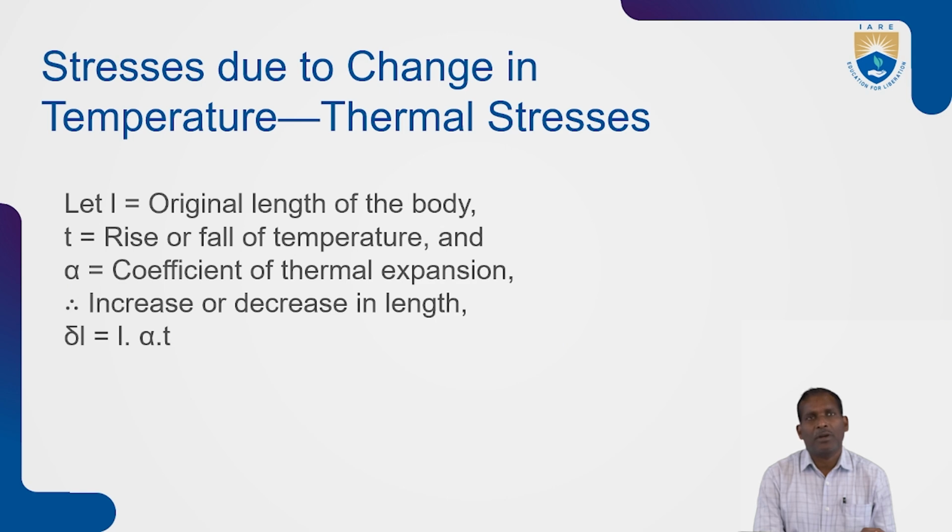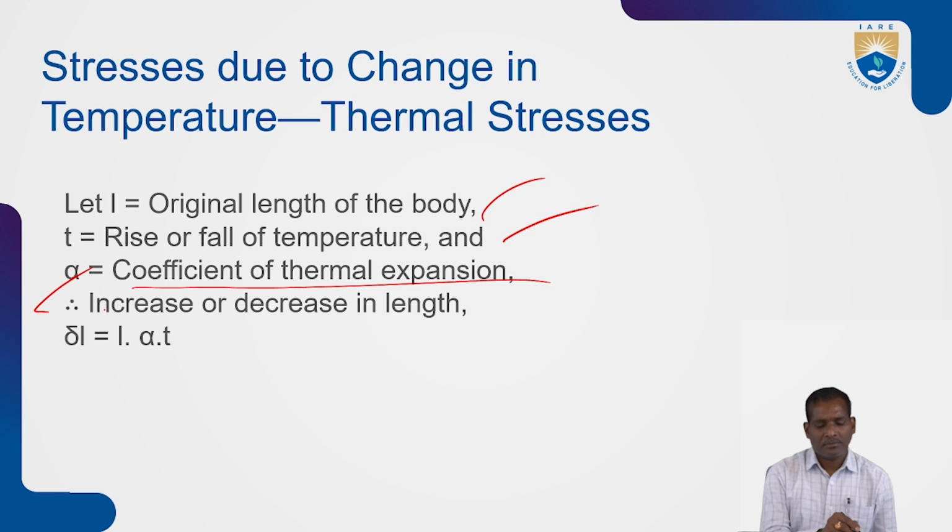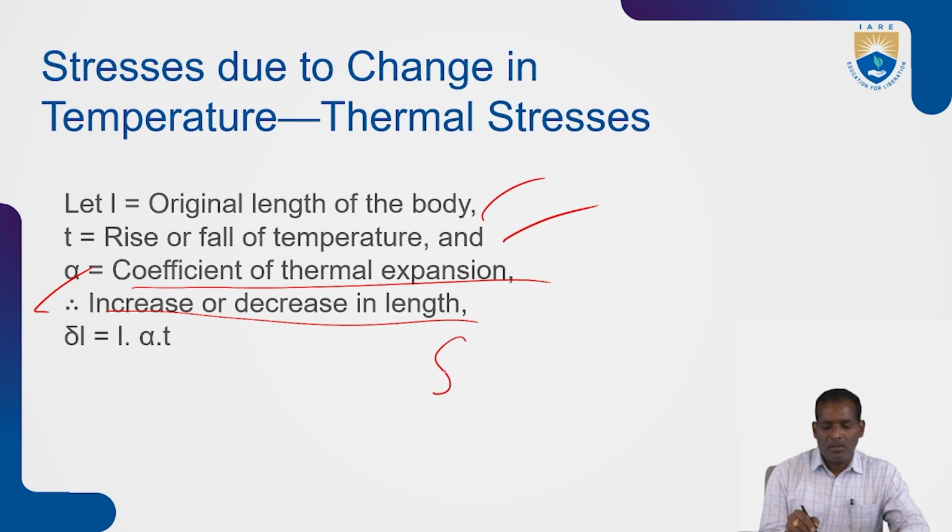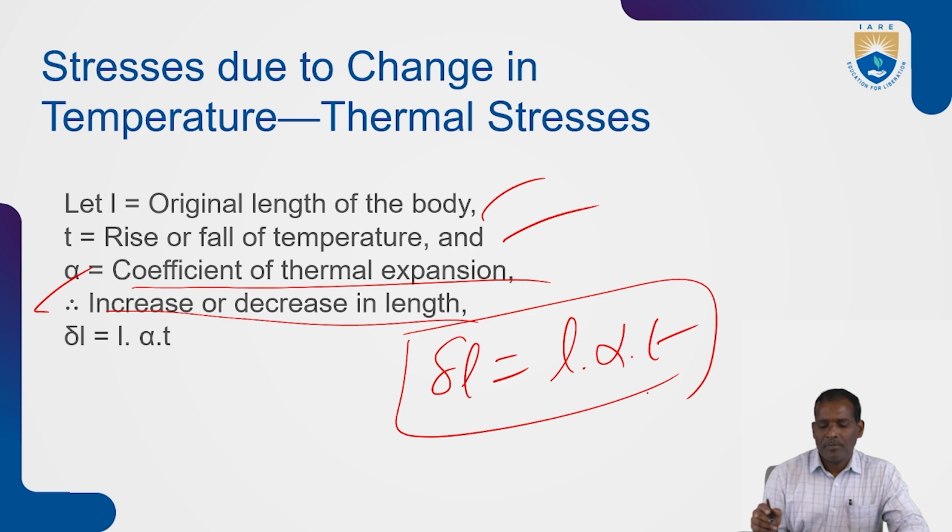Let L be the original length of the body, t the rise or fall of temperature, and alpha the coefficient of thermal expansion. The increase or decrease in length, delta L, is equal to L multiplied by alpha into t. The coefficient of expansion alpha is given, the original length of the body L, and the rise or fall of the temperature is also given.